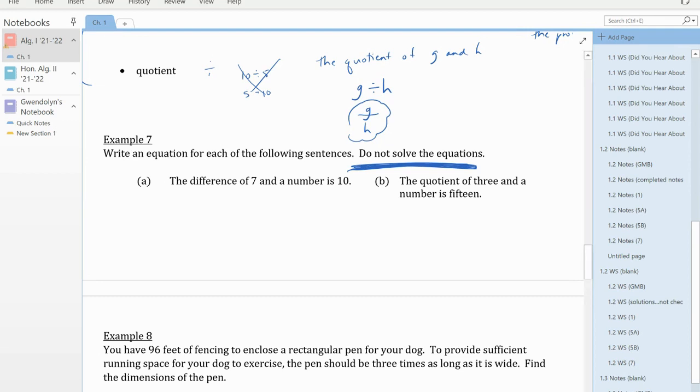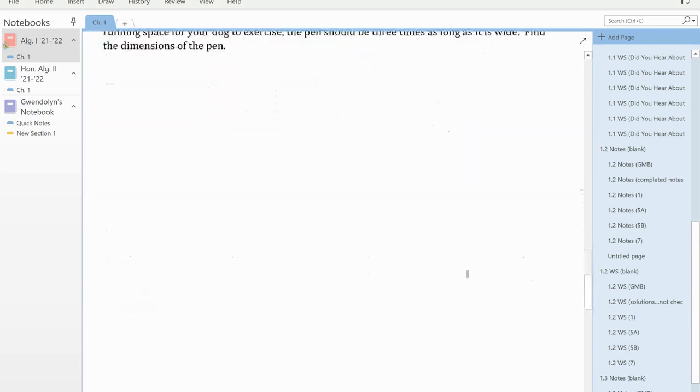But so you want the difference of, so you know you're subtracting, the difference of 7 and some number. Well, that's a variable. And if they don't tell you what to call it, it's your choice. Personally, I'm a big fan of n for number. A lot of folks like x better. So the difference of 7 and a number is 10. Okay, the quotient, which we're going to divide, of 3 and a number is 15. Okay, I think I got one last one.